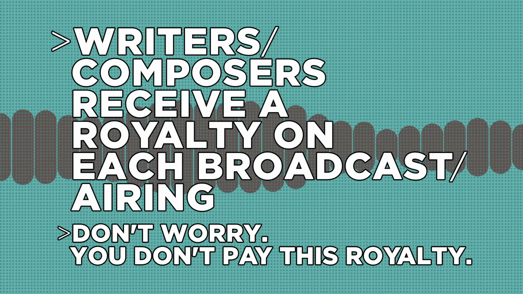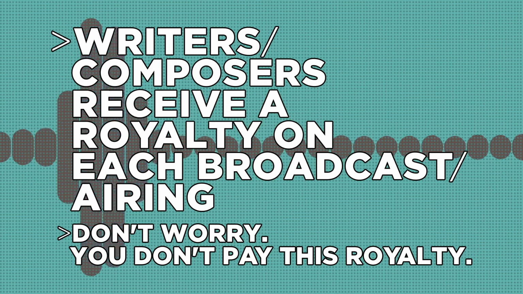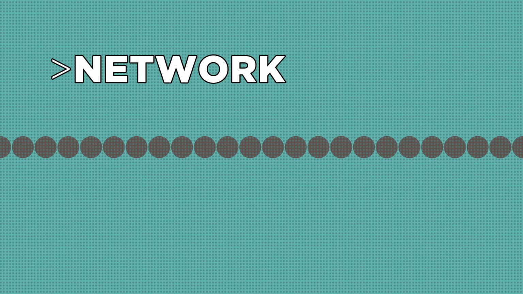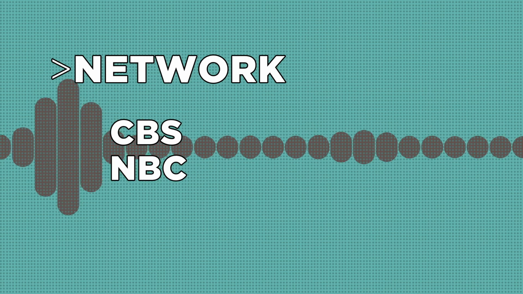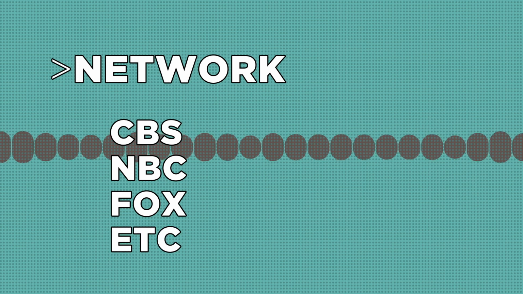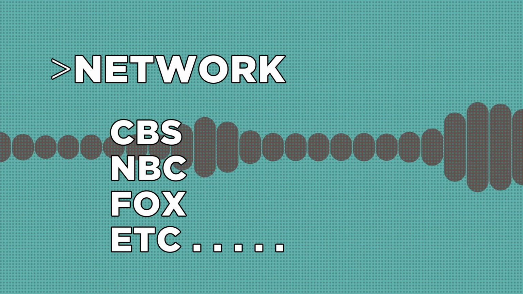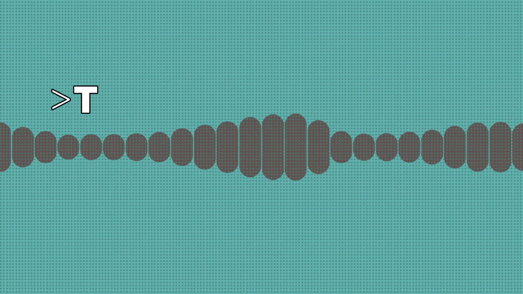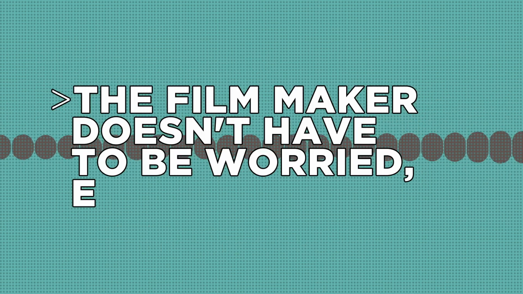Now, where the confusion takes place is who pays that money? Well, that money is going to be paid by the network. So that money is going to be paid by like CBS, NBC, Fox. That money is not going to be paid by the production company. So the production company or the network or the filmmaker definitely does not have to be worried about any additional payments outside of the work for hire agreement.